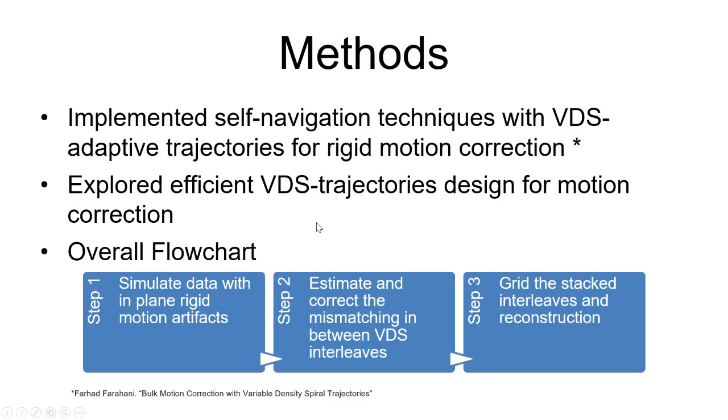In this project, I first implement self-navigation techniques with VDS adaptive trajectories for rigid motion correction. Also, I explored efficient VDS trajectory design for motion correction. The overall steps are first simulating data with in-plane rigid motion artifacts, then estimating and correcting the mismatching in between VDS interleaves, and finally creating the stacked interleaves and reconstruction.